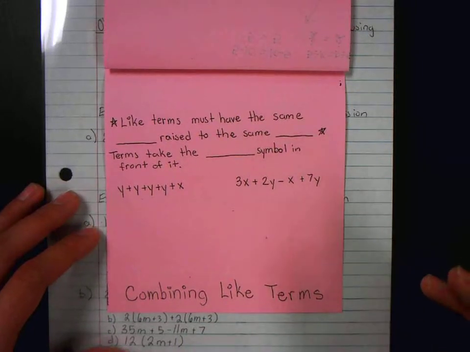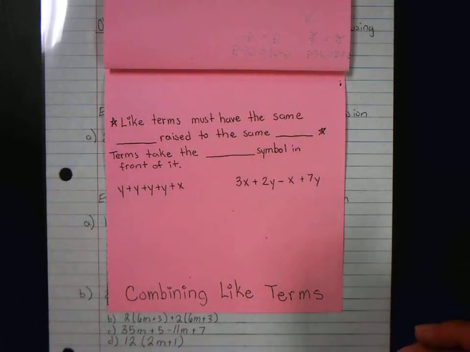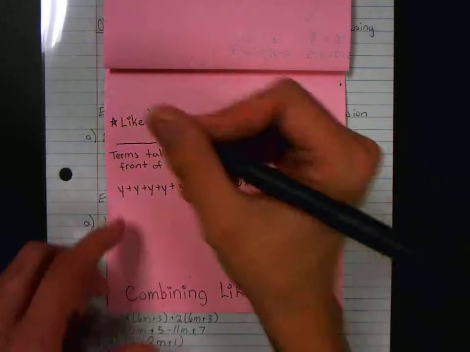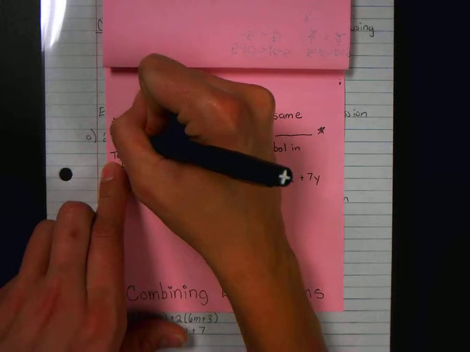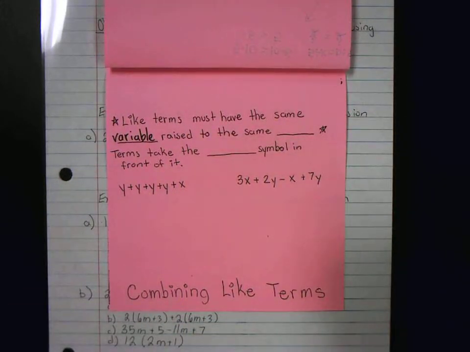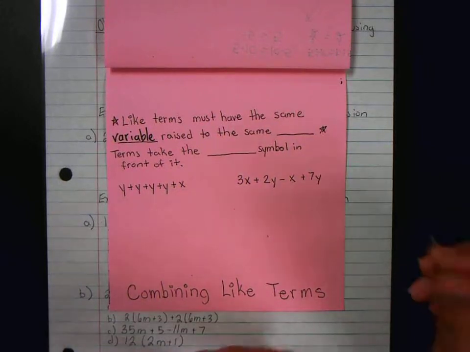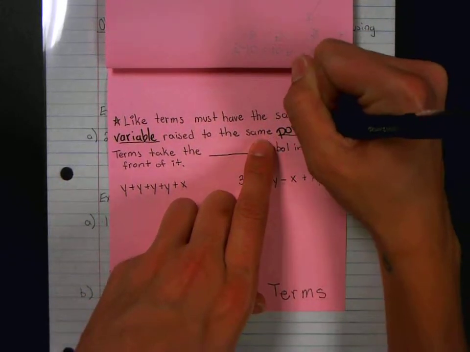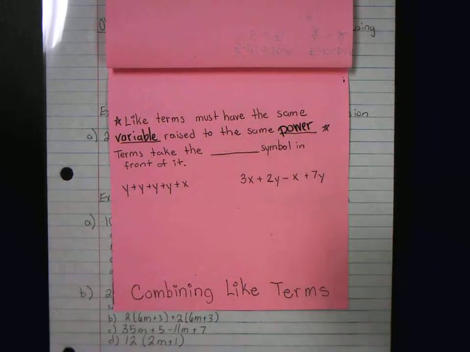Like terms must have the same blank raised to the same blank. So we're talking about terms. Terms are separated by addition or subtraction. And because we're working with algebraic expressions, we now have variables. So like terms have to have the same variable raised to the same, and when we say raised to the same, we're thinking of power. So we're thinking about exponents. We want it raised to the same power. Meaning I can't take an x squared and add it to an x. They don't have the same power.